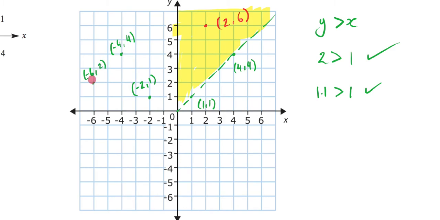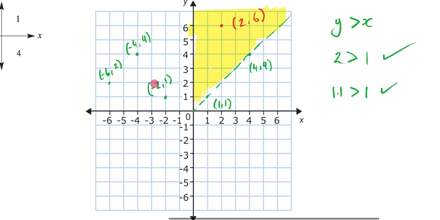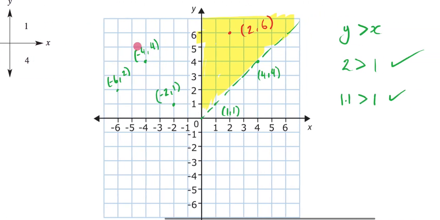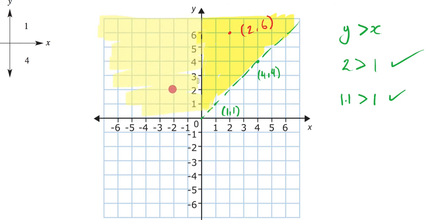Well, negative 6 is a smaller number because it's more negative than 2. Hopefully you're starting to see a bit of a pattern, and that is that in my second quadrant, all my x values are negative and all my y values are positive. That's related to what we did in part A. So every point within my second quadrant is a point where my y is greater than x. I'm going to shade this whole thing in, just like this.